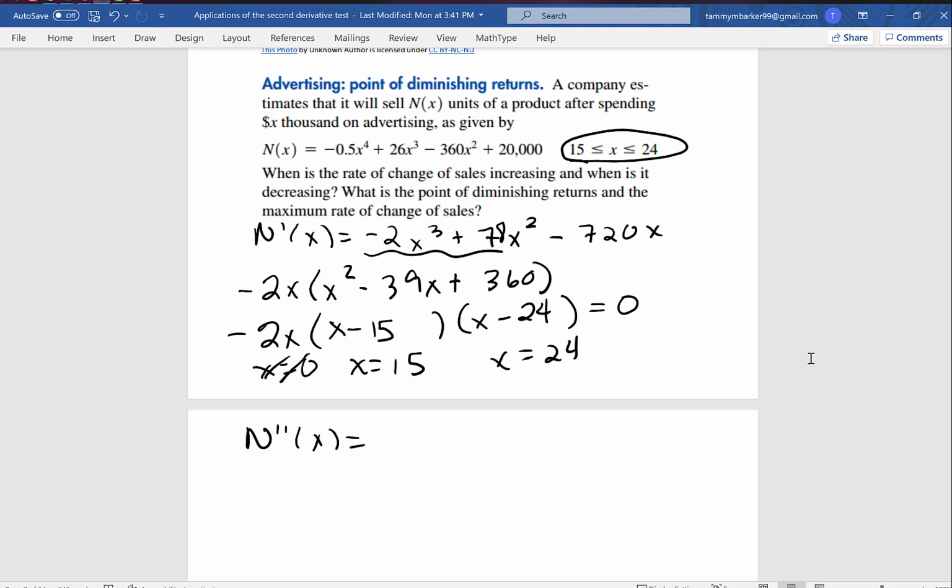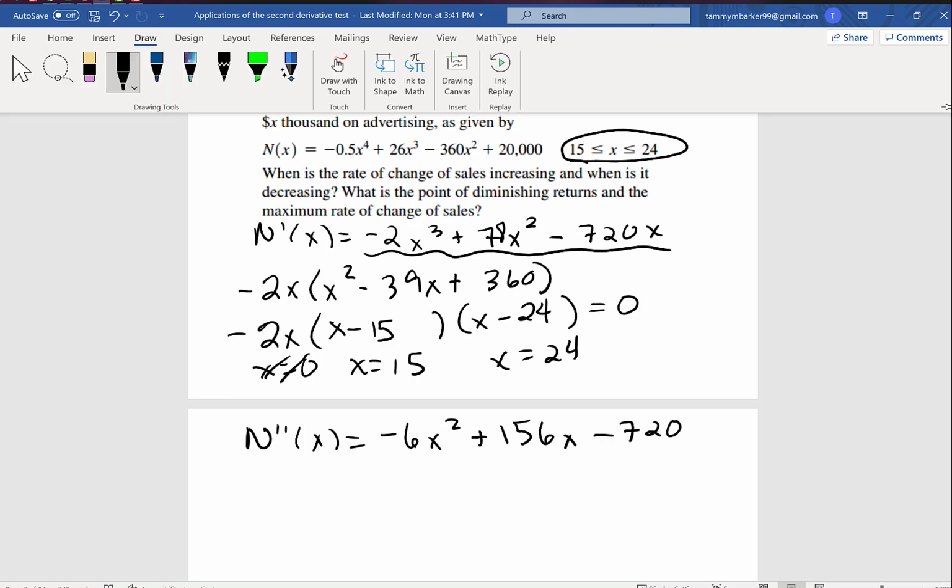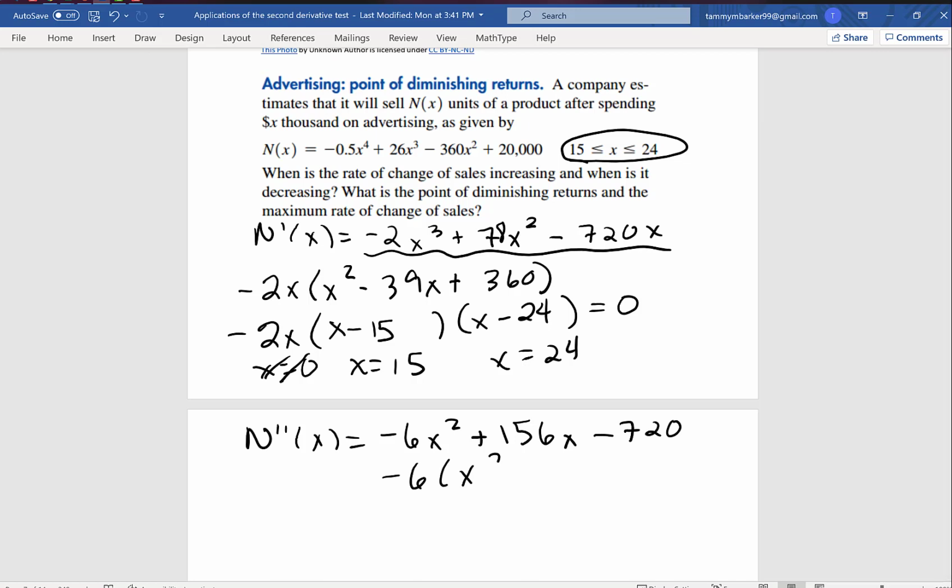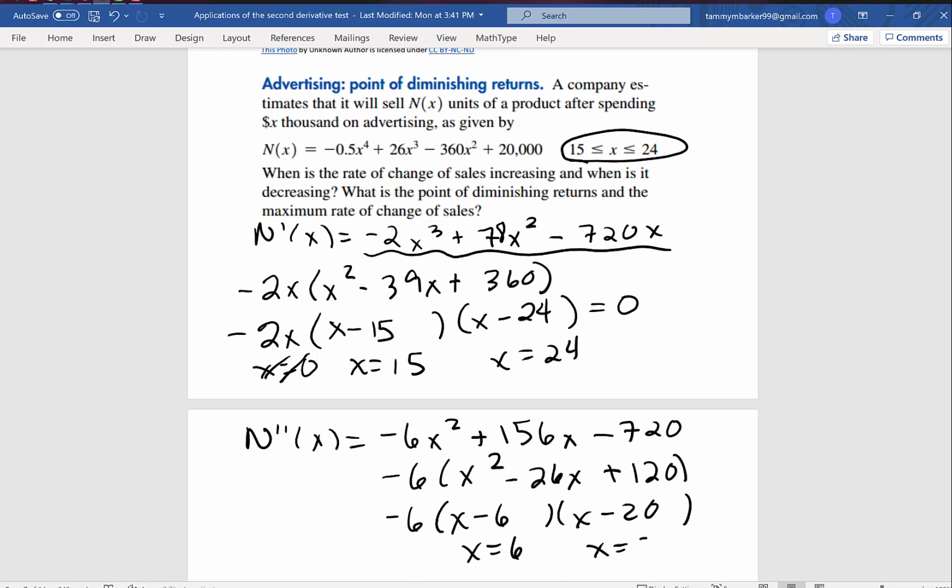So let's go back to the first derivative. Negative 2x cubed gives negative 6x squared. 78x squared gives me 156x, minus 720. We can take out a negative 6. I have x squared minus 26x plus 120. Factors of 120 that give me 26 are x minus 6 and x minus 20. That says x would be 6 and x would be 20. Again, I'm going to refer back to the domain and say 6 is not an option, but 20 is.